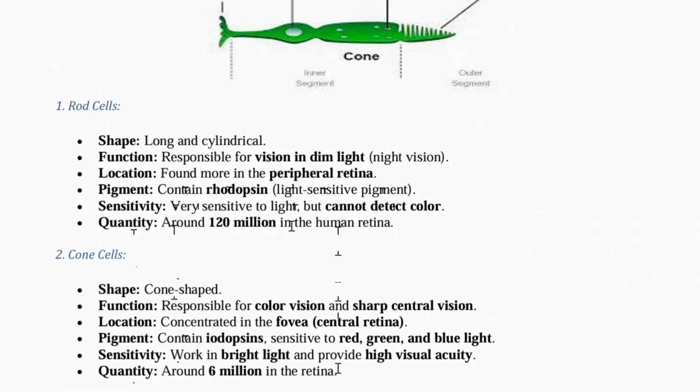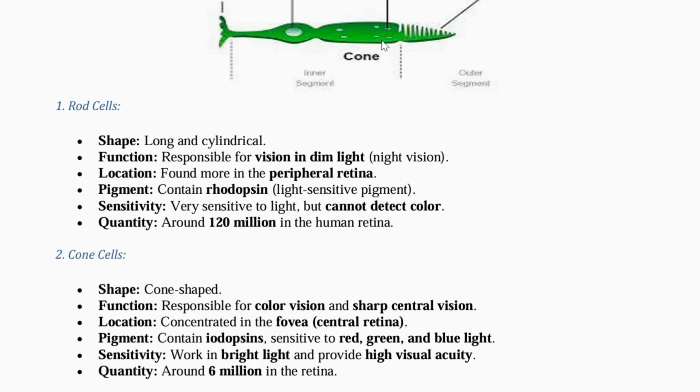Cone cells, you can observe it is a bit of a cone shape. It is responsible for the color vision and the sharp central vision. Location, it is in the central retina. Pigment, it has iodopsin, which is sensitive to RGB, that is red, green, and blue.